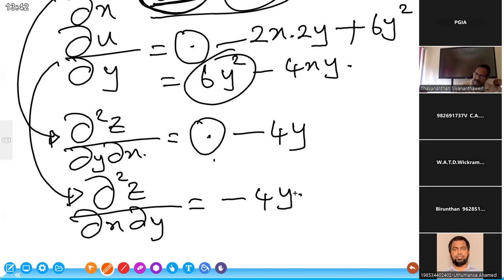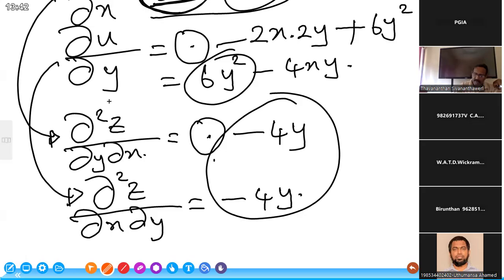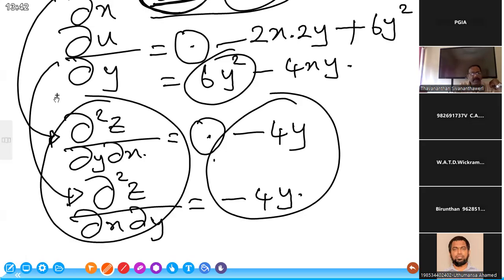Isn't it? So you see, it is equal. This we already said. You should get the same answer, otherwise something is wrong. Whether you differentiate with respect to x and then with respect to y, or you first differentiate with respect to y and then with respect to x, you will have the same answer. Clear?